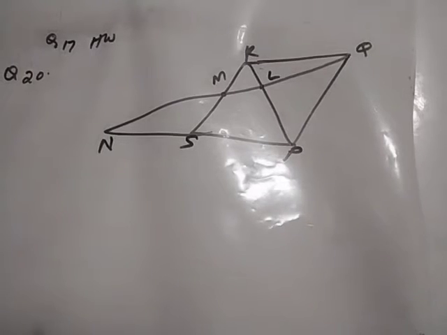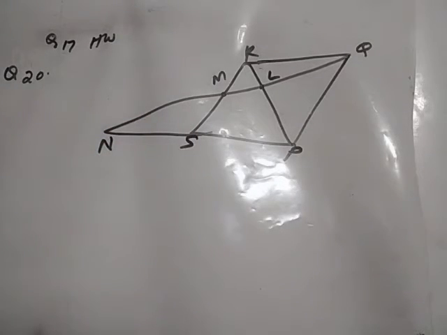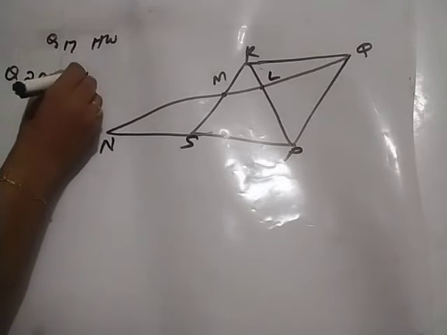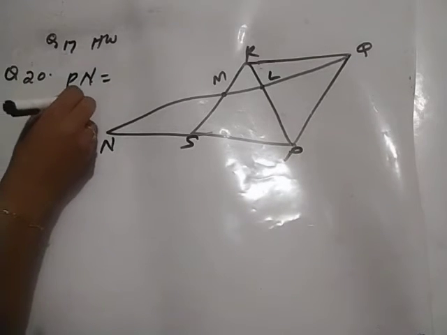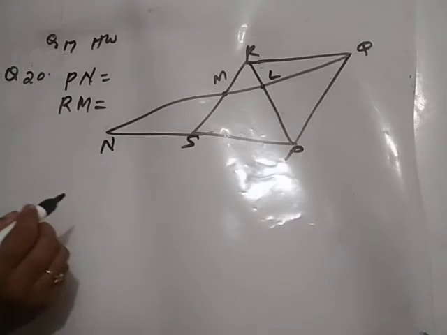Do question 17 as homework. Now let us solve question 20. You can see SPQR, and QN meets RP at L and RS at M. You have to show that PQRS is a parallelogram, given the length of PQ is 16 and QR is 10. We have to find the length of PN and RM. PN and RM we have to calculate. How can we calculate this? PQ is 16.